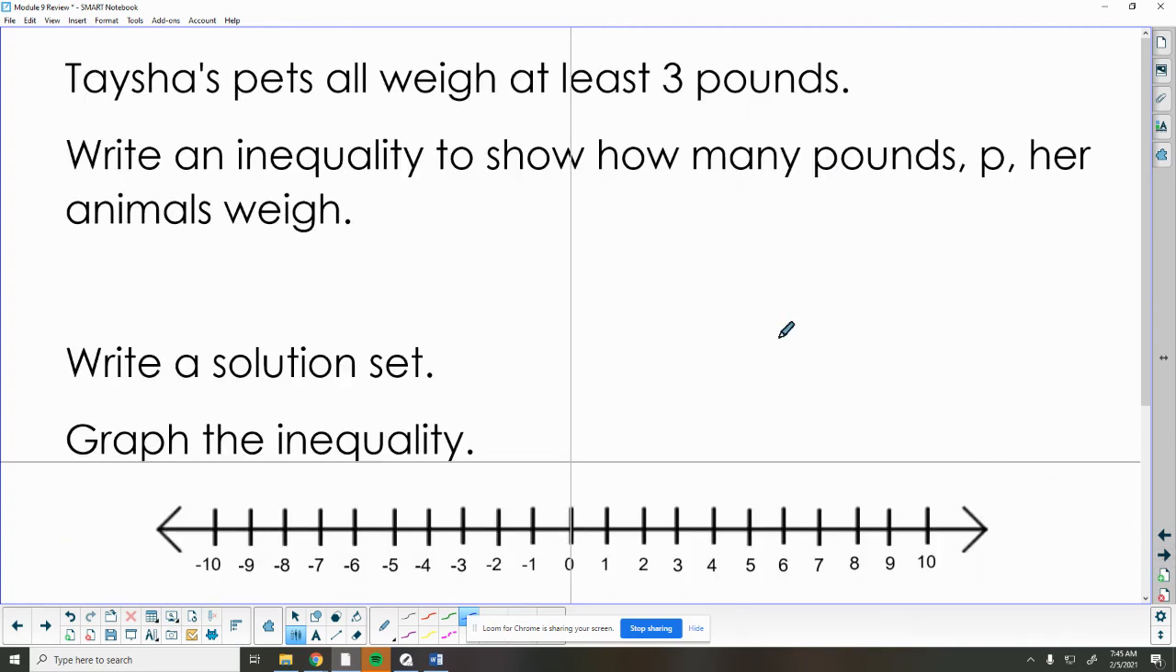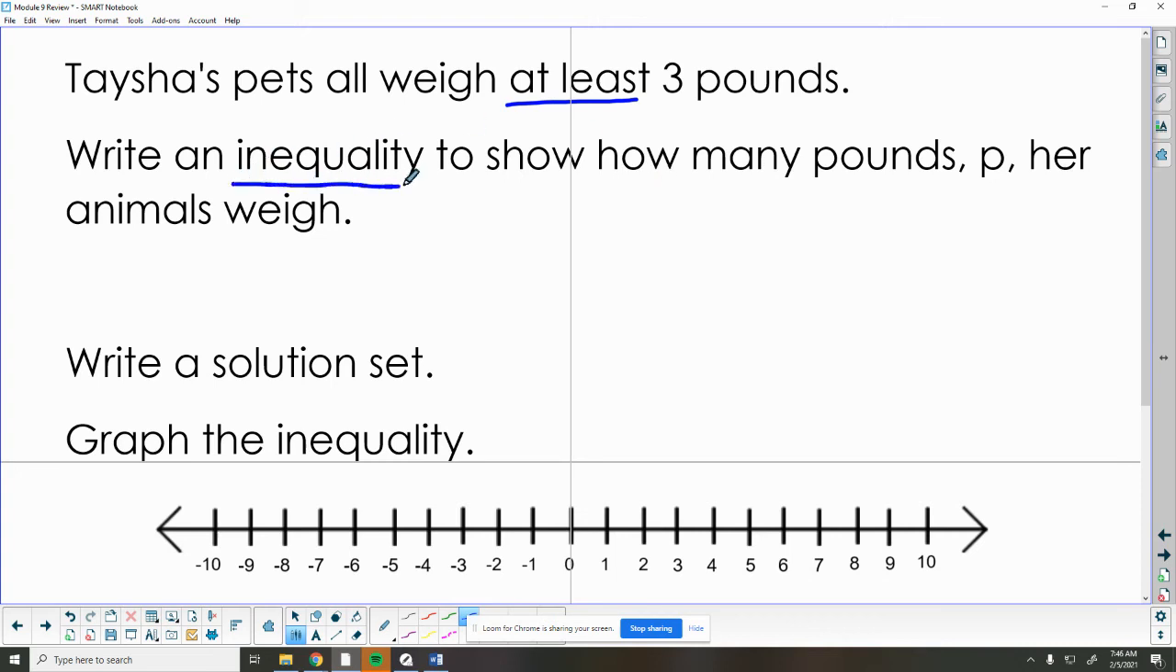Hey, Taysha's pets all weigh at least 3 pounds. So let's ask ourselves some questions here. Does one of her pets weigh 5 pounds? They could. That's more, okay, right? At least 3. The smallest they can be is 3. Does she have a pet that weighs 1 pound? No. Could she have a pet that weighs 4 pounds? Yes, that's at least 3 pounds. Can she have a pet that weighs 3 pounds? Is that at least 3? Yes, so it could equal 3.